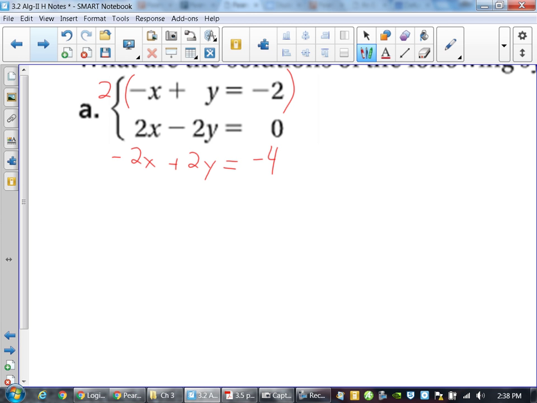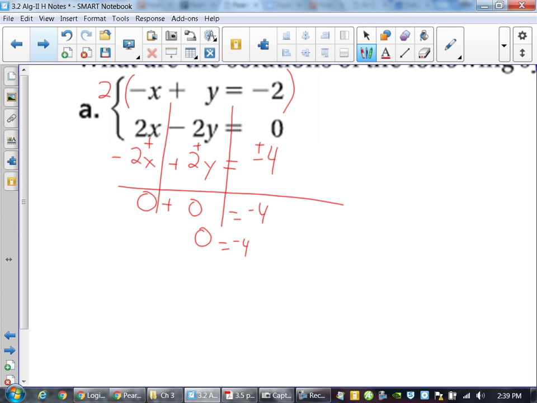You okay with that? So now, same coefficients, same sides. Uh-oh. If I add these together, 0 plus 0 equals negative 4. Does 0 equal negative 4? No. So my answer would be no solution. Does that make sense?